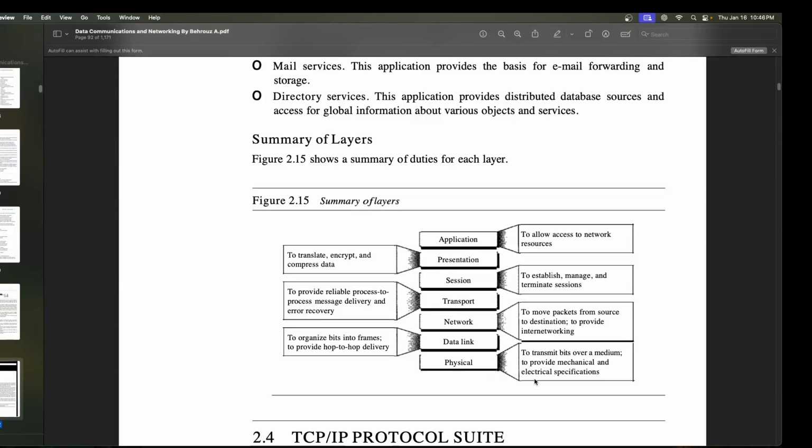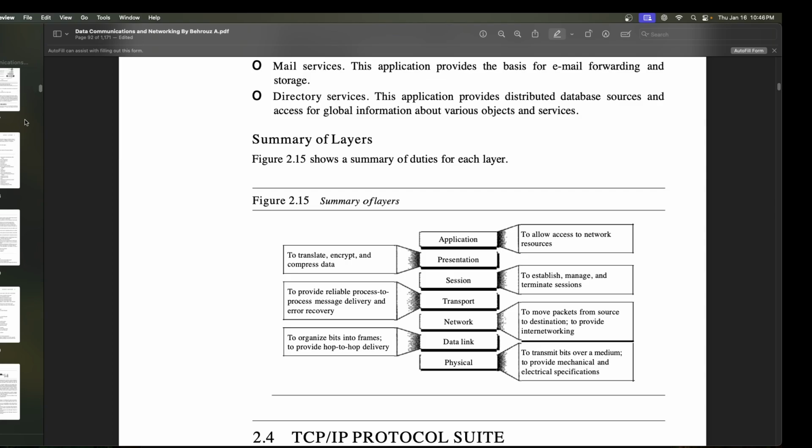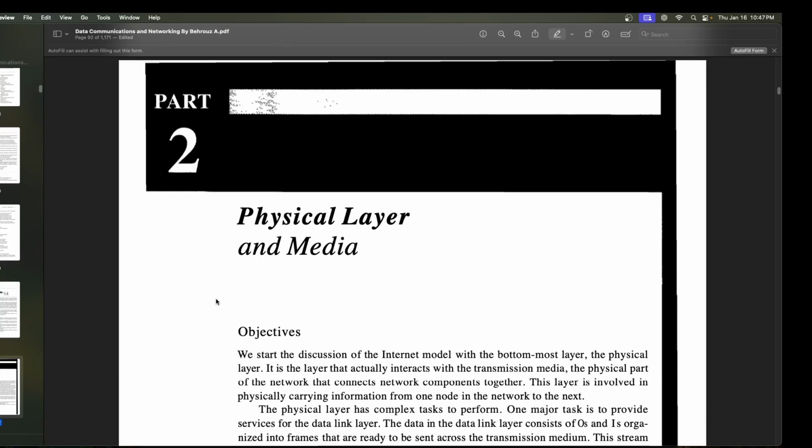This is the one over which the bits will be transmitted over the medium. Here is the actual physical wire. On the sender side, this is the last layer. On the receiver side, this is going to be the first layer on which the data packet is going to arrive. So, the physical layer.